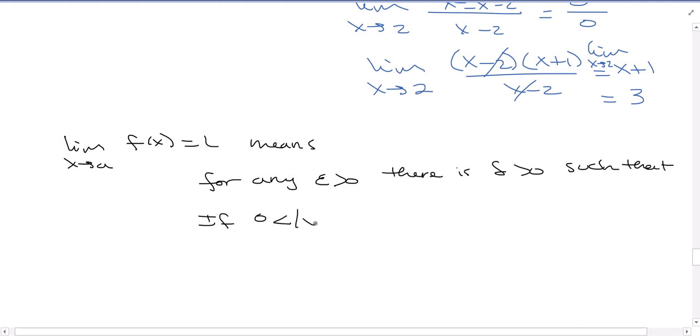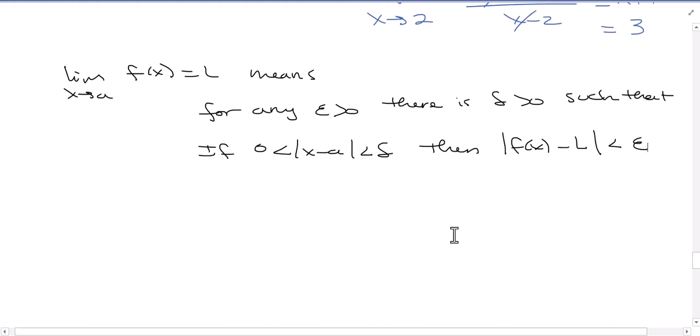If 0 is less than |x minus a| less than delta, then, in the if-then statement, the distance between the y values and the limit is less than epsilon. So for any epsilon greater than 0, we're going to pick random values of epsilon that are really, really small. For any epsilon that people give you, there's going to be a corresponding delta. So our task is to find that delta such that if the distance between x and a is less than delta, the y values and the limit are within epsilon of each other.